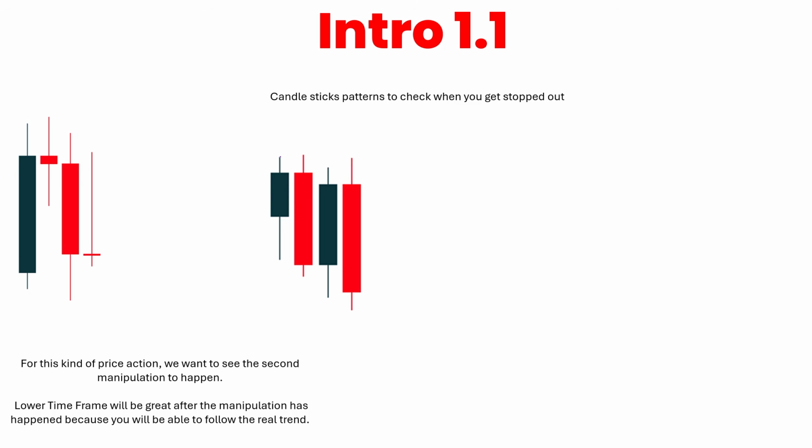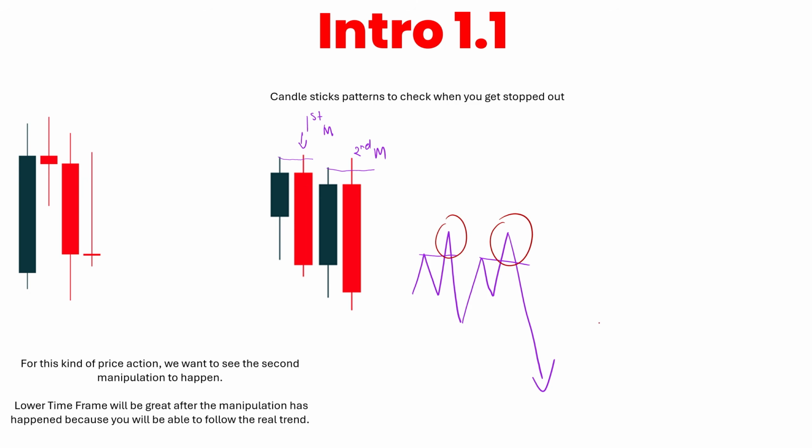Like here we have the first one here, never mind my lines here, but at least you can see we have the first manipulation here. This is the first manipulation, and then we have the second manipulation here. This is the second manipulation. So meaning price was doing something like this, it broke this high here, and then suddenly the market shot to the downside. We have two manipulations here. This is what we need in the market. Okay, I hope you understand it clearly on this one.